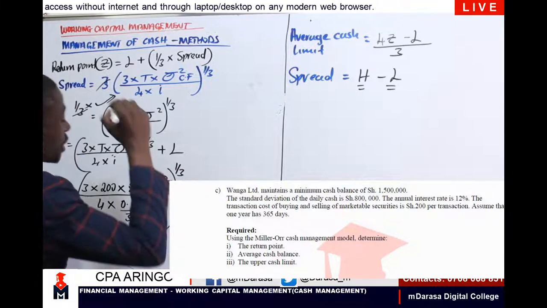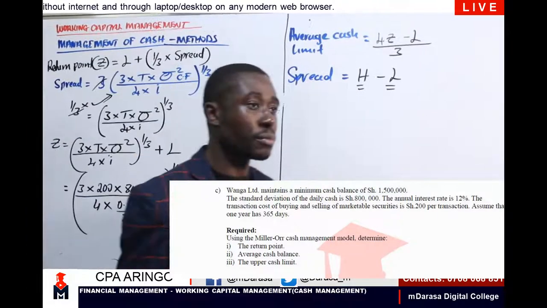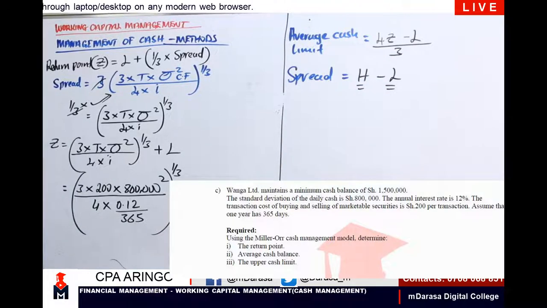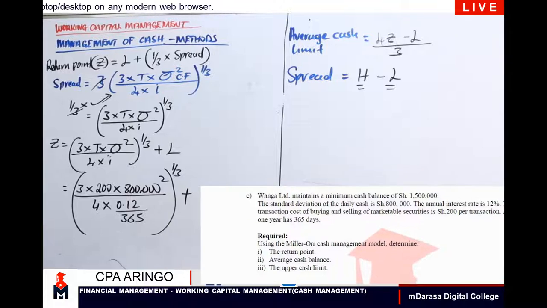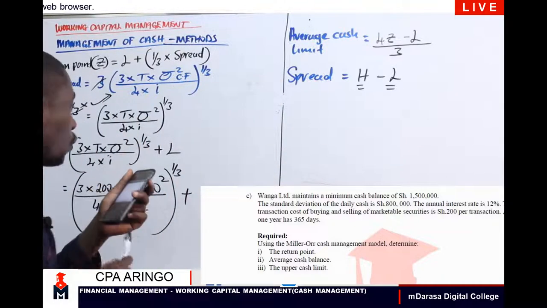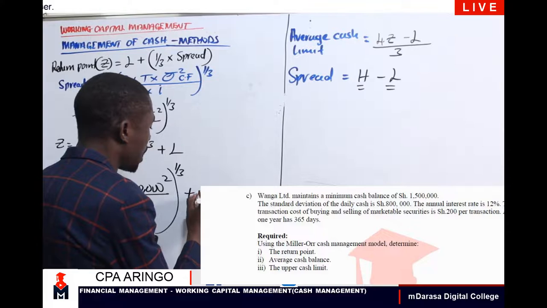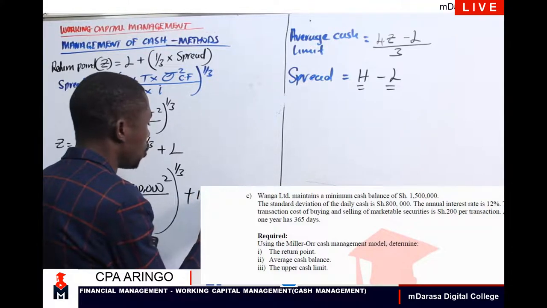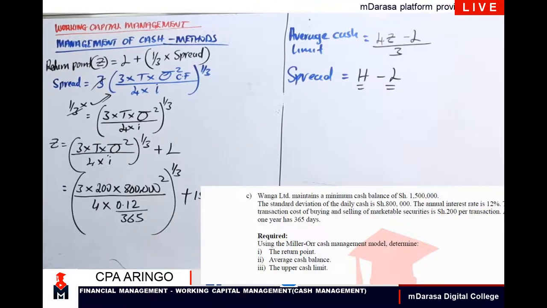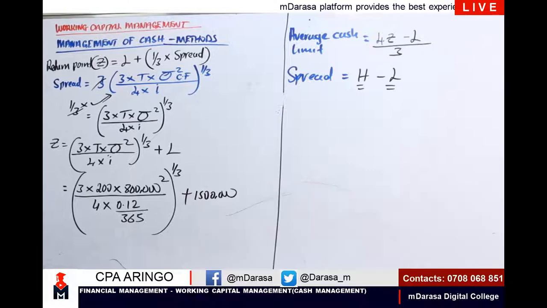Then, after we've worked it out, I need to add our lower cash limit. In this case, my good students, were we given our lower cash limit? Look at it clearly. We are told that Wanga Limited maintains a minimum cash balance of 1.5. So can you agree that 1.5 is our lower cash limit? Of course, because it is given directly. So at this point, I can remove this question and work it out.